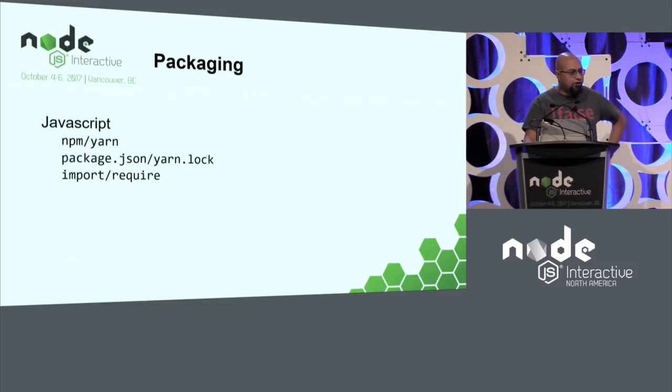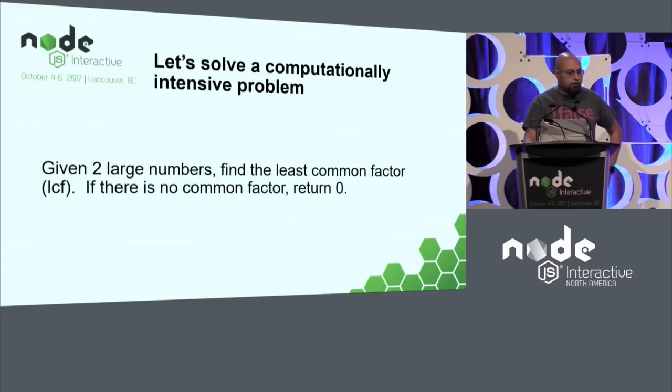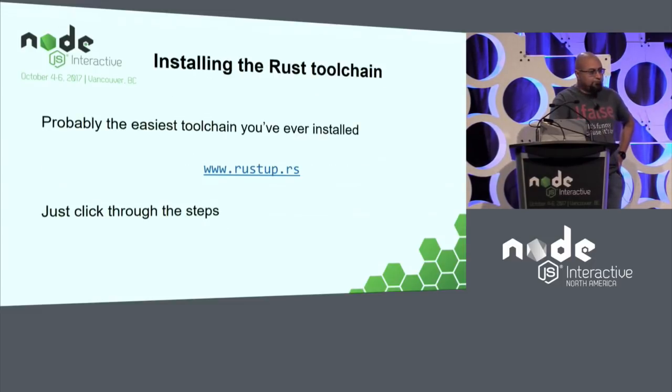So packaging, yarn, obviously, NPM, other things. Rust has cargo. Cargo toml and cargo lock are very much the same as package JSON. In Rust, we use, not import or require. So let's solve a problem, and we'll get into kind of how to use Rust to do this. So given two large numbers, let's find the least common factor of those numbers. So the world's easiest toolchain to install, all you have to do is go to rustup.rs and click through the steps.